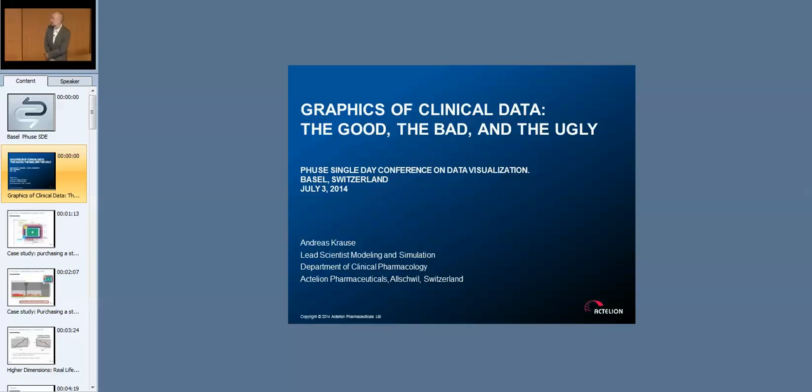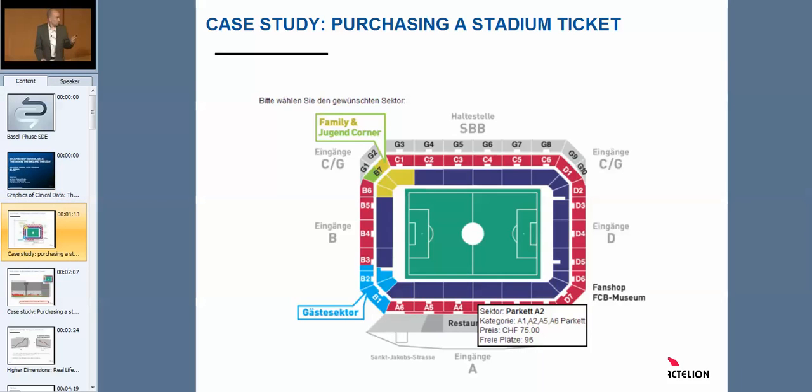So first slide is a combination of the two most important events that take place these days in the world. The one is the World Cup, and the other one is the PhUSE Conference on Visualization, obviously. And at the intersection lies FC Basel. So we're going to look at, that's actually the way to put the Swiss back into the cup, but okay. So we're going to look at how you order a ticket for FC Basel. And it's actually quite neat.